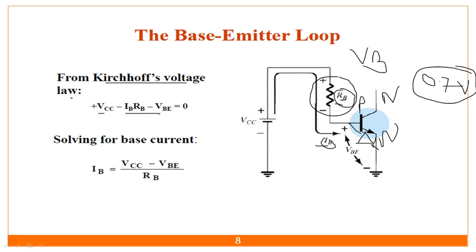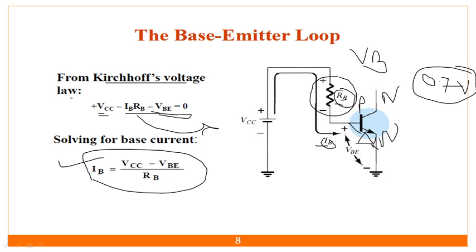That's why we have to put the value of VB equal to 0.7 volt. From this, if I want to calculate the value of IB, shifting to this side by cross multiplication, IB will be VCC minus VB divided by RB. I am getting the value of IB.